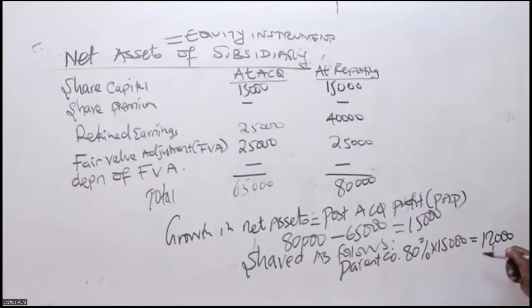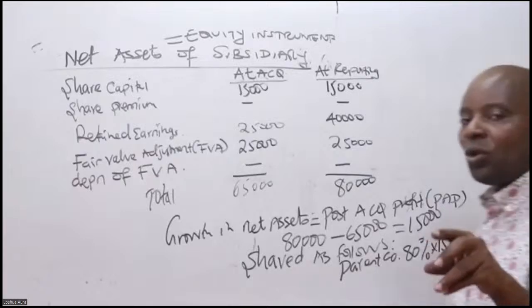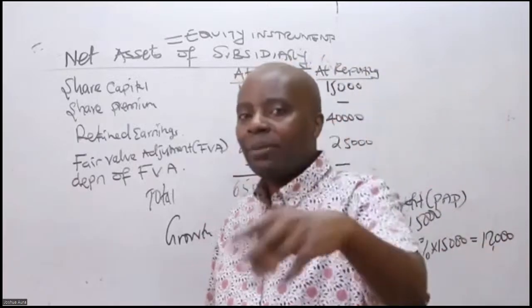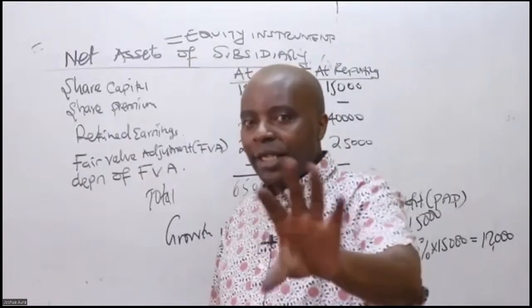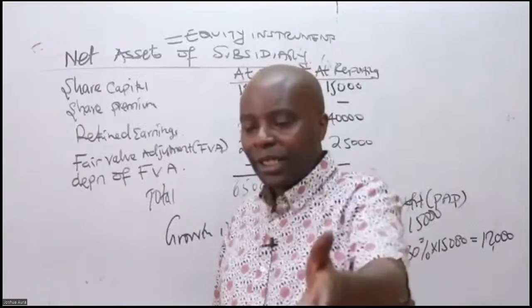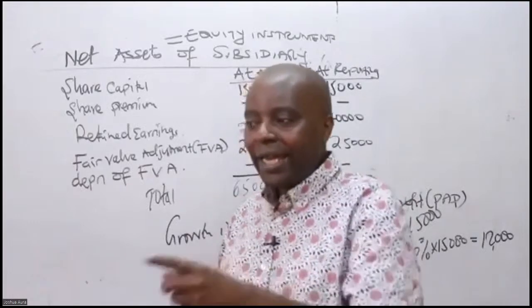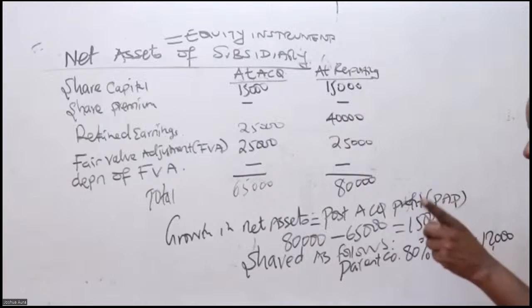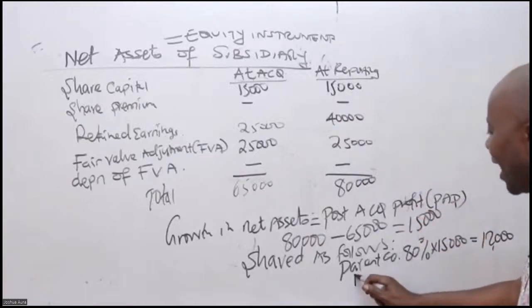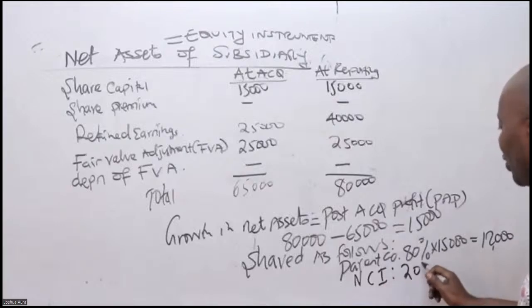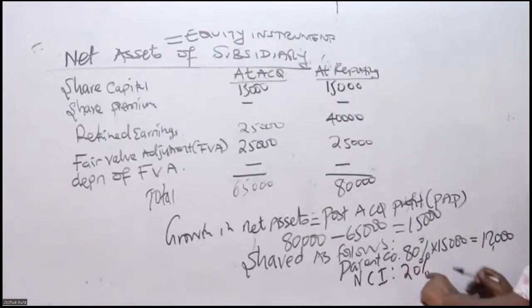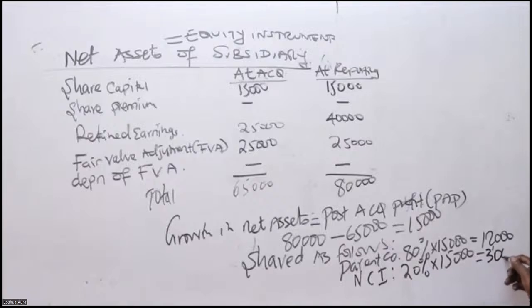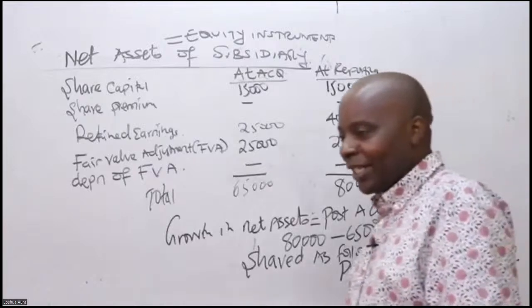12,000. Now, I would want to see whether my students still remember this thing. If the parent owns 80%, there must be another owner somewhere who owns 20%. What is the name of this other owner? NCI. Thank you very much. So then we have the non-controlling interest, who has 20%, because they must be 100%. So 20% of 15,000, what do we have here? This must be 3,000.